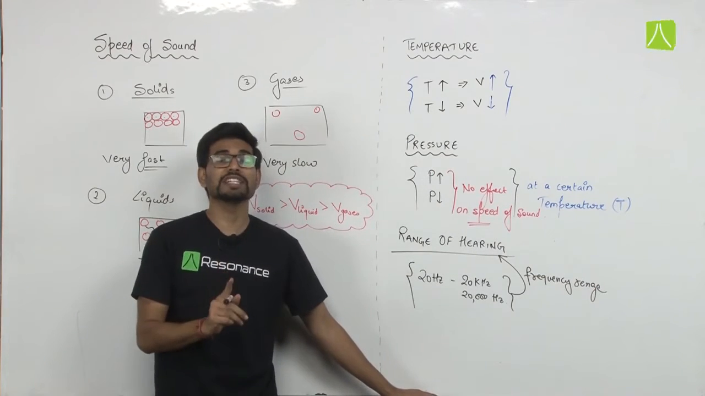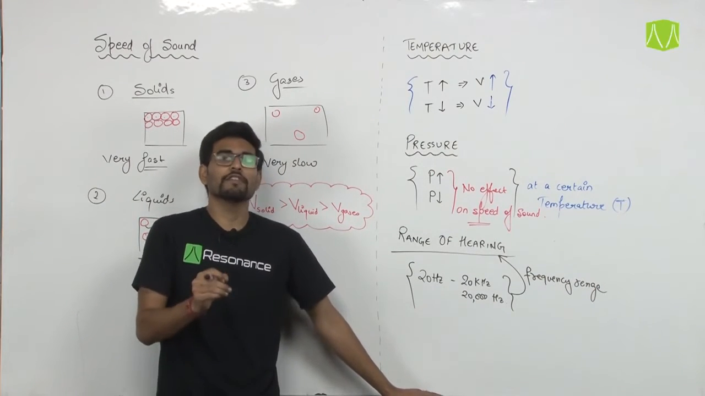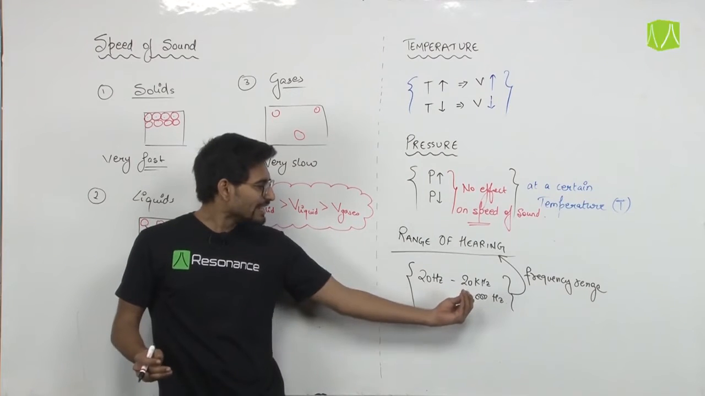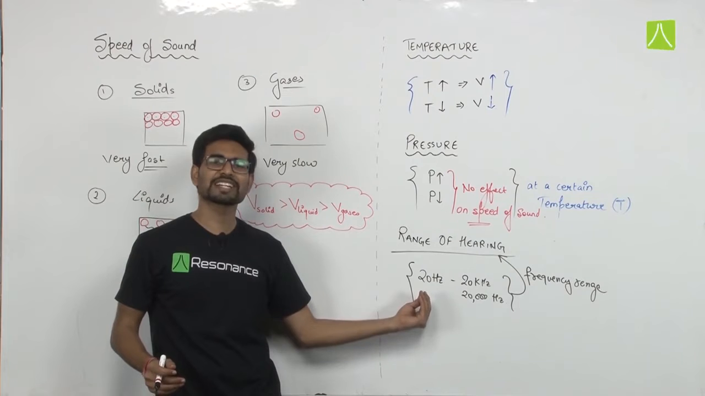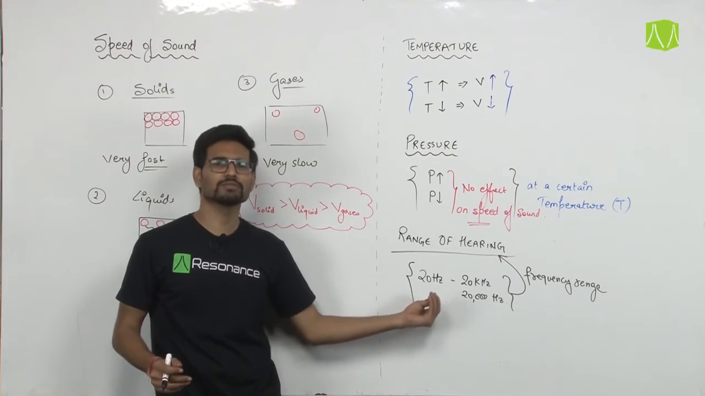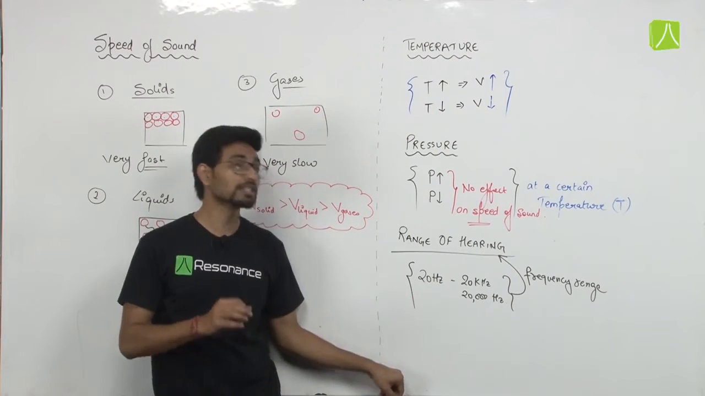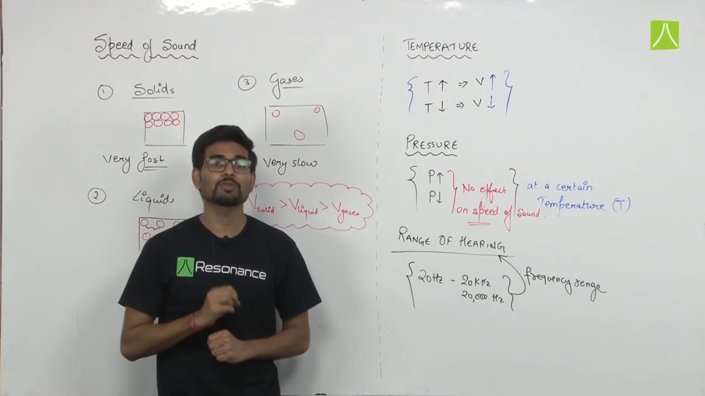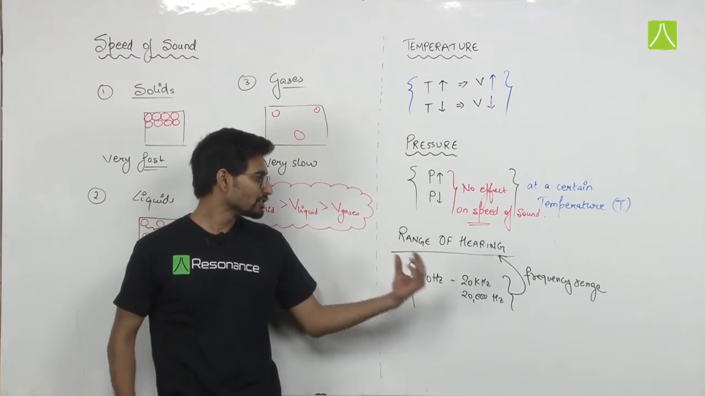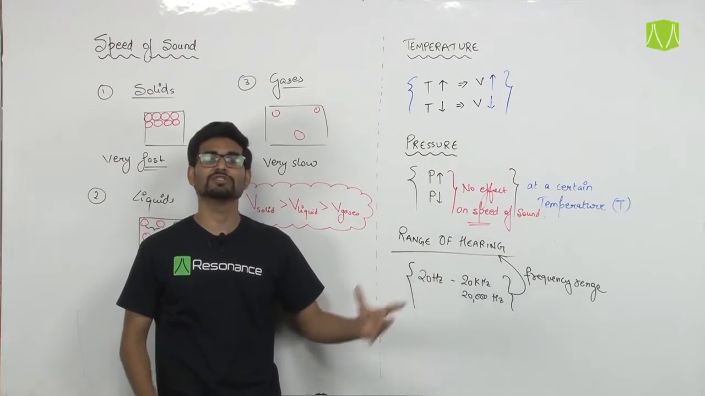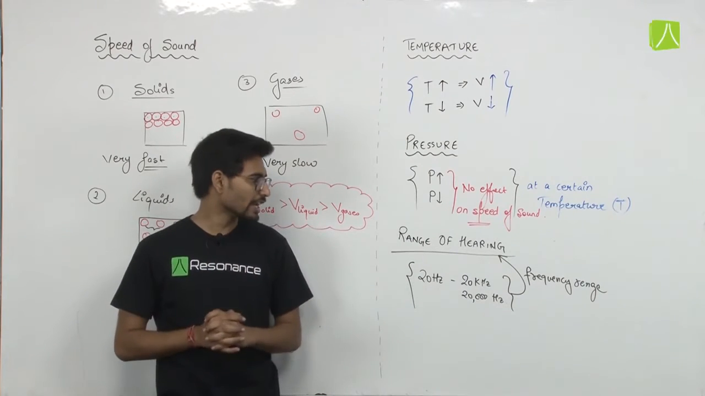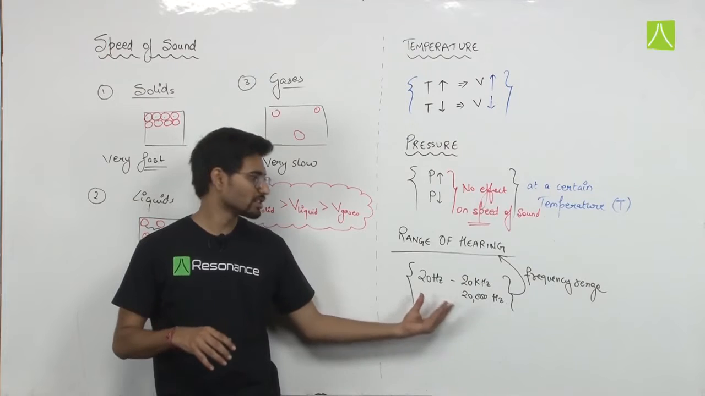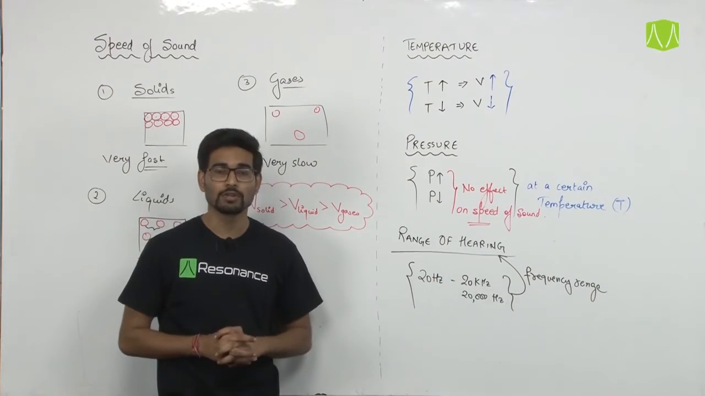But I have told you it depends from person to person. For some persons it can be slightly less than 20 kilohertz or slightly more, and for some persons it can be slightly less than 20 hertz or more than 20 hertz. But if a question is asked what is the range for human beings, it is 20 hertz to 20 kilohertz, because this is what we have calculated on average.